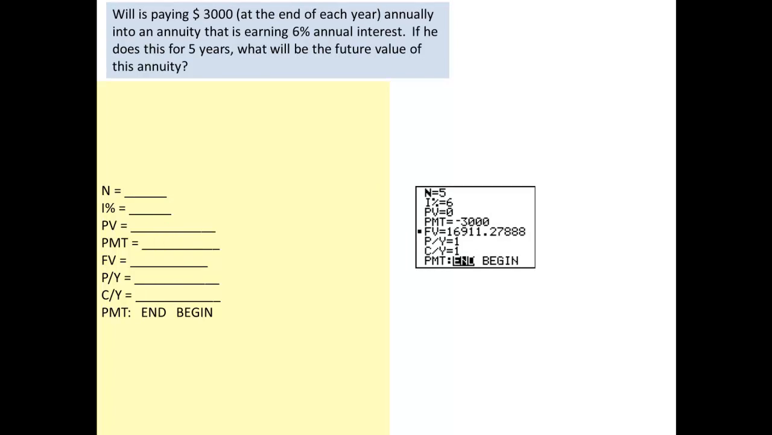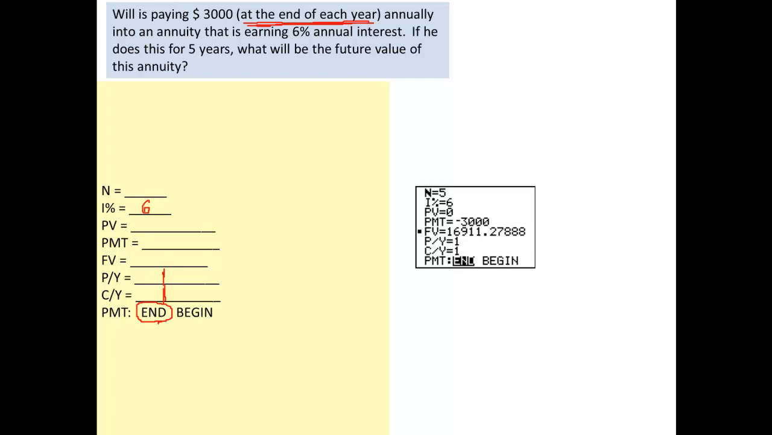Here we have an annuity, and the difference in this problem is that Will is making this payment each and every year. So this is not a one-time investment. This is an ongoing deposit that's growing over time. The interest rate is 6%. The interest is compounded annually. And Will is also making annual payments. So there's one payment per year, and there's also one compound per year. And these payments are made at the end of each payment period.